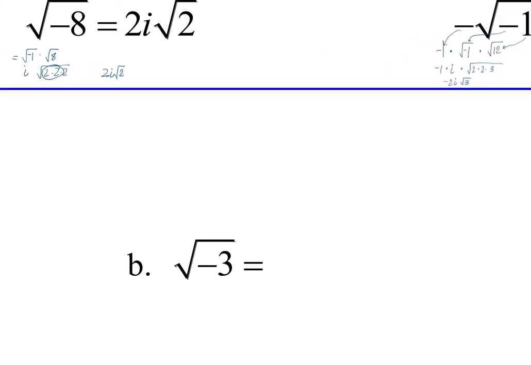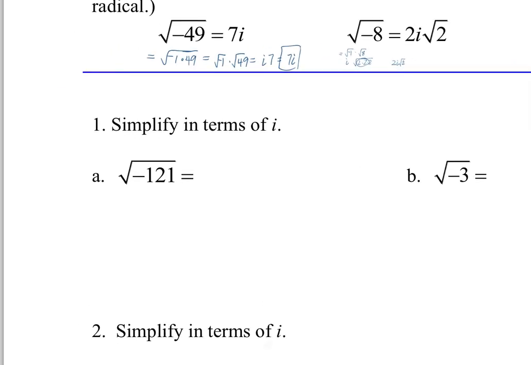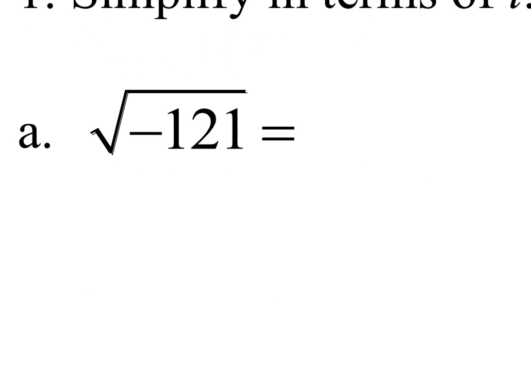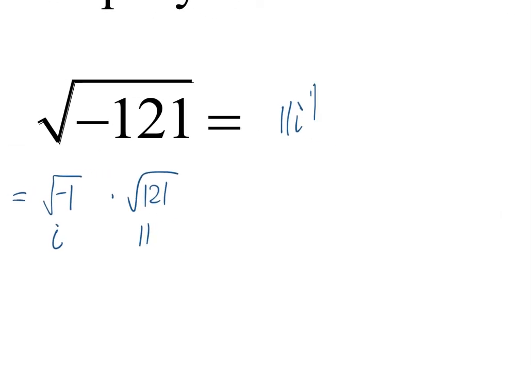So let's try some more. Square root of negative 121, the answer is 11i, and you can just go straight there. But you could also, if you need to, break it down and say that's square root of negative 1 times the square root of 121, and the square root of 121 is 11, the square root of negative 1 is i, and that's how we end up with 11i.